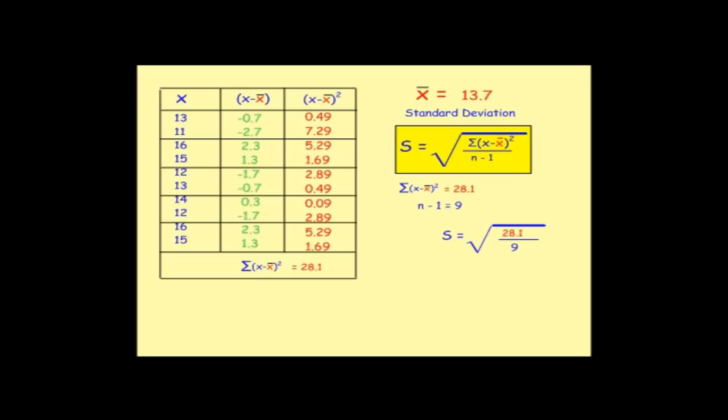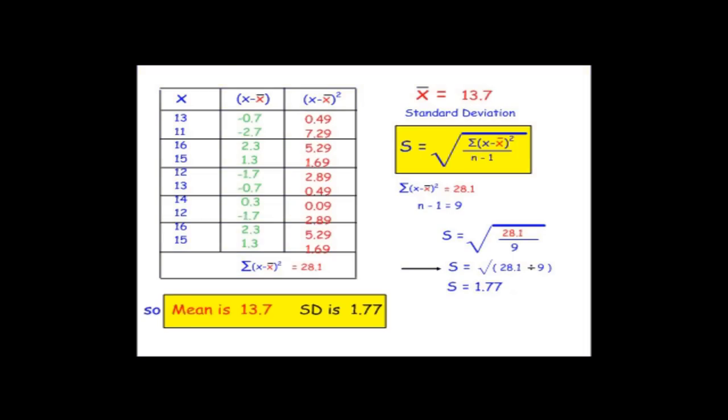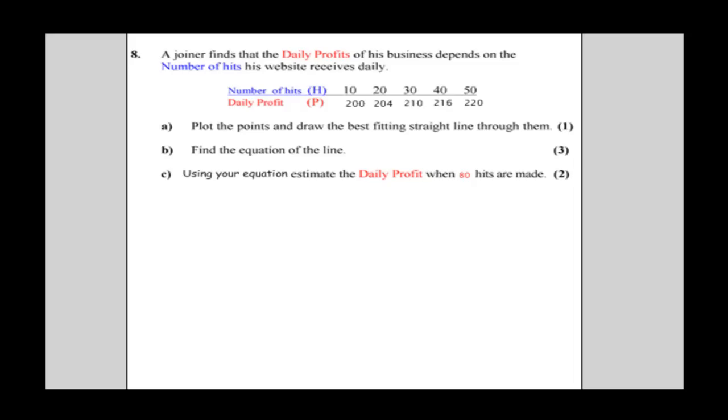So fitting in the values, S is equal to the square root of the sum of the x minus x bar squared, which is 28.1, over n minus 1, which is 9. So S is the square root of 28.1 divided by 9. And this works out to be 1.77. So the mean is 13.7 and the standard deviation is 1.77.